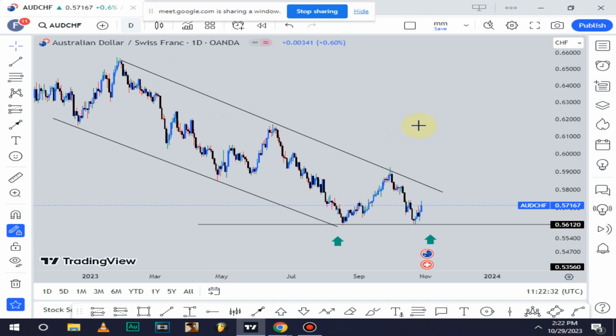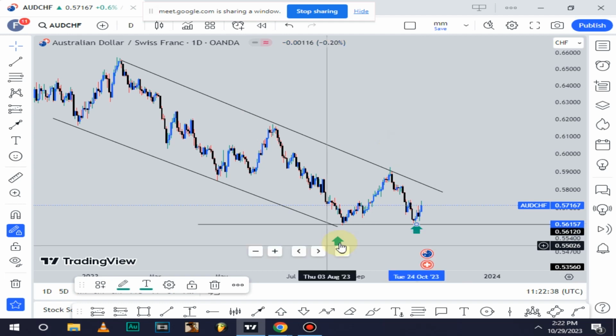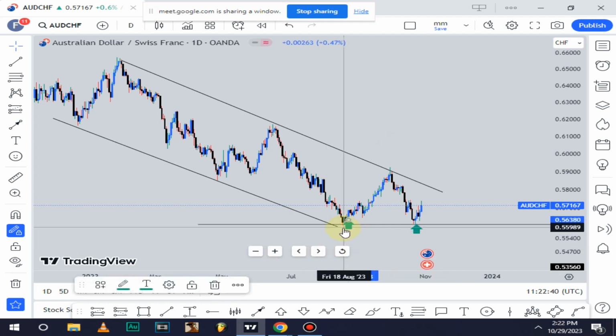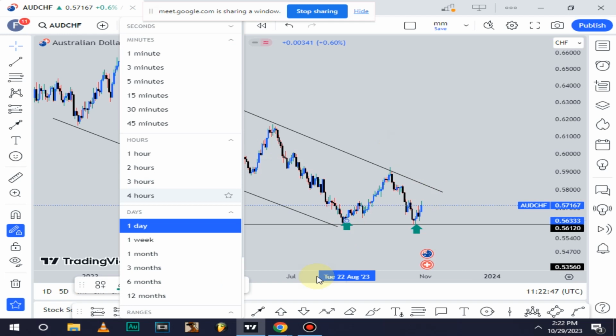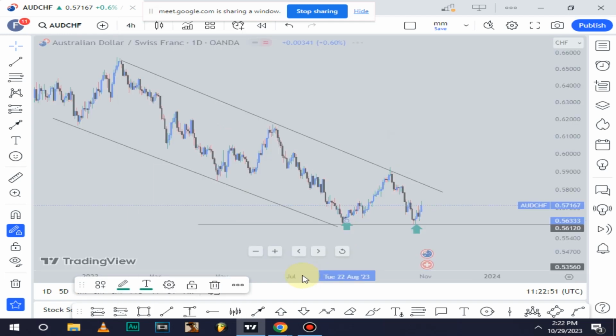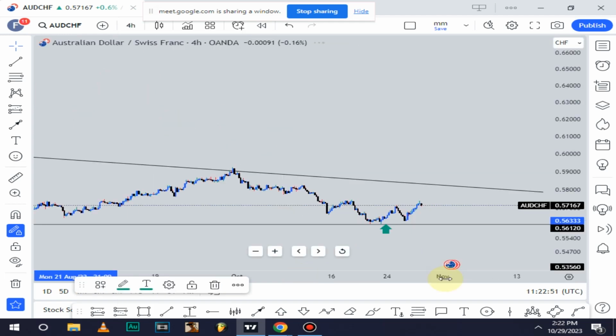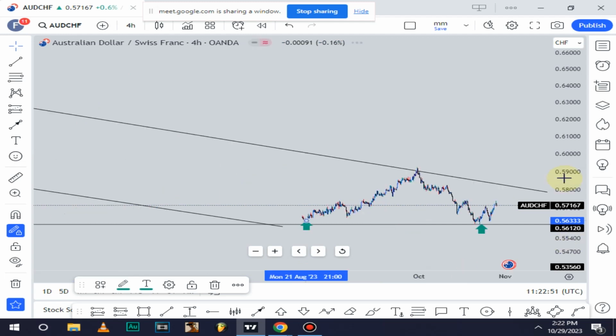All right, so we can see that the market sort of gave us a double bottom over here to give us a reversal sign, probably to go to this upper side, but still we are in a downtrend. So let's go back to the 4 hour and see what we can get. All right, so here we go.